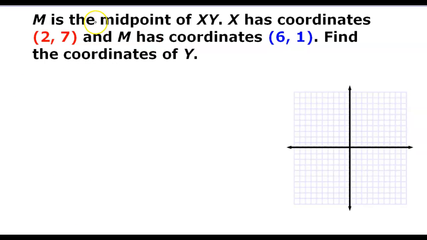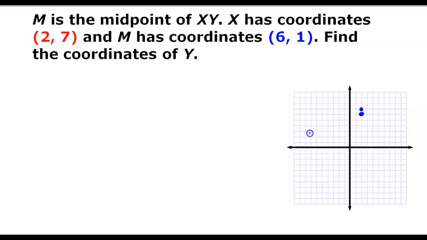So let's look at another one. It says M is the midpoint of XY. X has the coordinate of 2, 7. M has the coordinate of 6, 1. Find the coordinates of Y. So what we're trying to do here is find the endpoint given a midpoint. So again, graph it. 2, 7, right 2, up 7. I believe that's 2, 7. 1, 2, 3, 4, 5, 6. I need to go one higher.